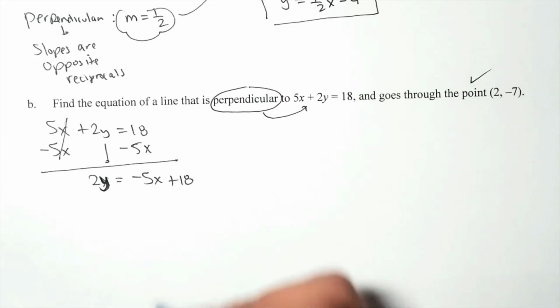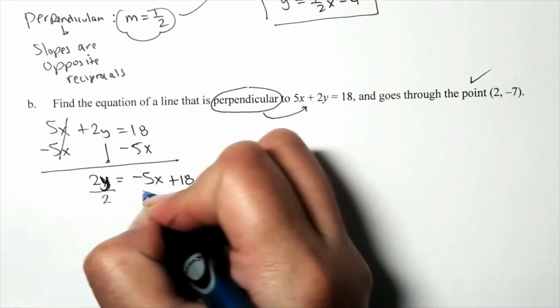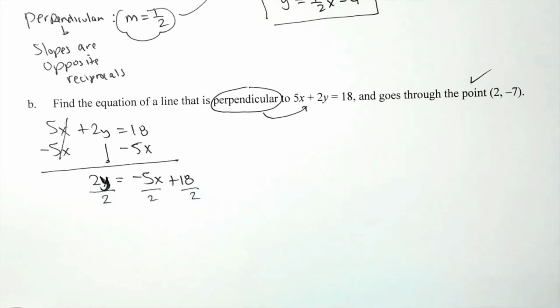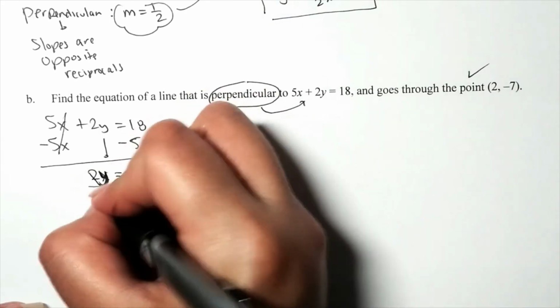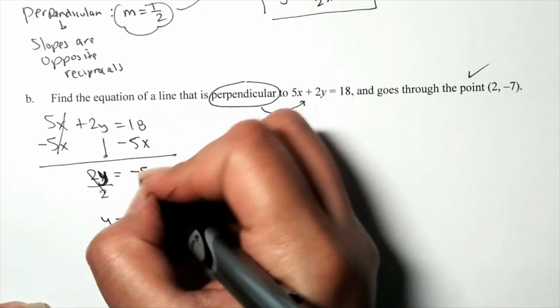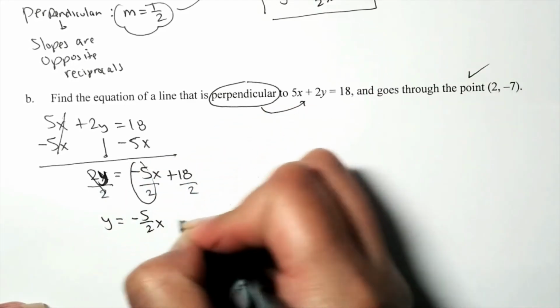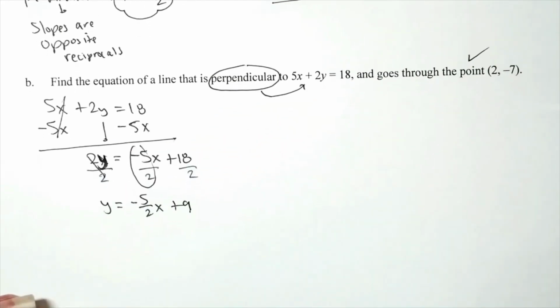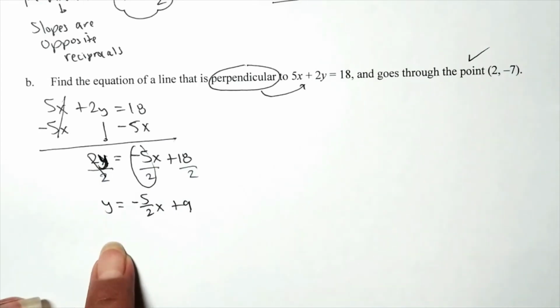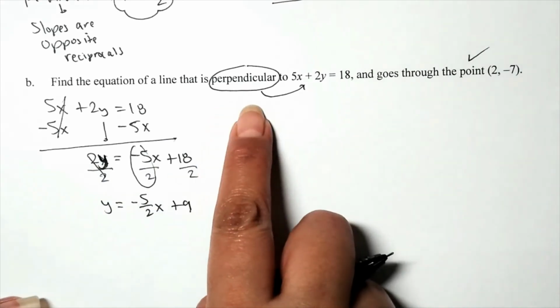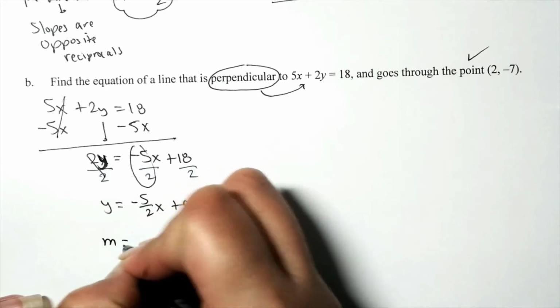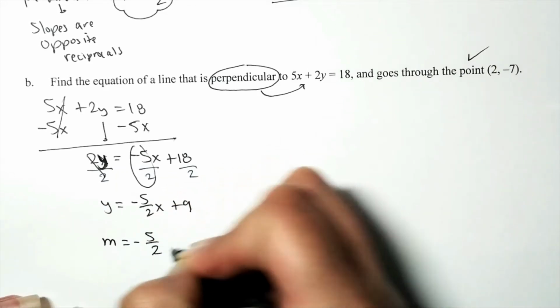To finish it off, to get rid of the times 2, let's go ahead, divide both sides by 2, and then that will leave us with y equals negative 5/2 times x plus 9. Let's identify the slope of this equation, so then we can find the slope of the desired equation. The slope of this bad boy is negative 5/2.